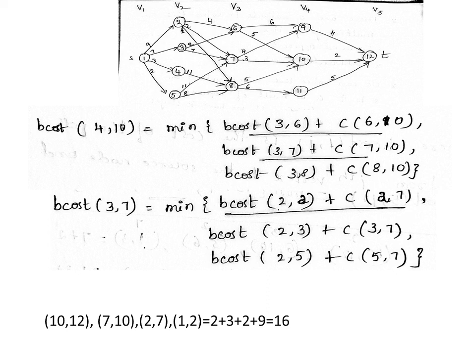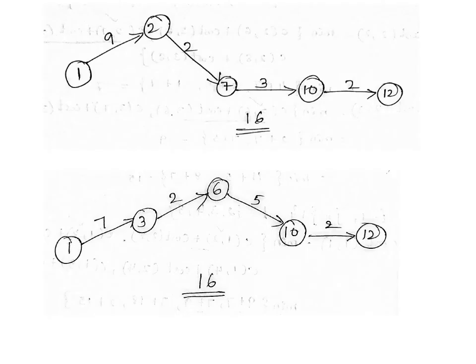One goes through 3 and another through 2. This is one minimum cost path we have got: 1 to 2, 2 to 7, 7 to 10, 10 to 12, which is equal to 16. That is, add all these values and we have 16. Again, one more minimum cost path we have got: from 1 to 3, 3 to 6, 6 to 10, 10 to 12, which is equal to 16. So this is the forward approach.